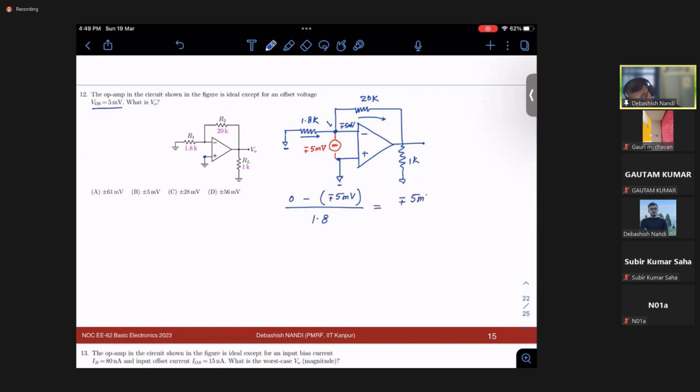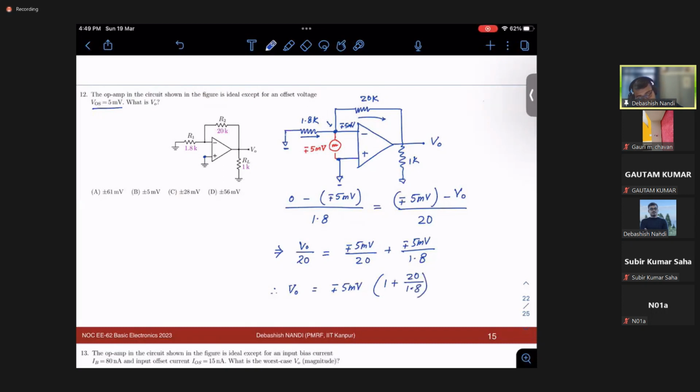So if I take this to that side, V naught will be minus plus 5 millivolt by 20 plus minus plus 5 millivolt by 1.8. So your V naught would be nothing but minus plus 5 millivolt, if I take it common, 1 plus 20 by 1.8. If you calculate it, it will come out to be plus minus or minus plus 61 millivolt. Okay, so this would be your correct answer.